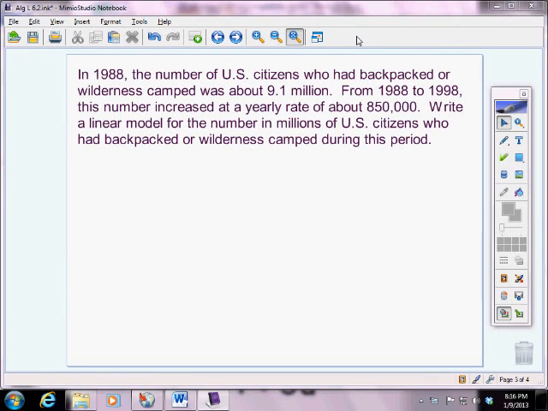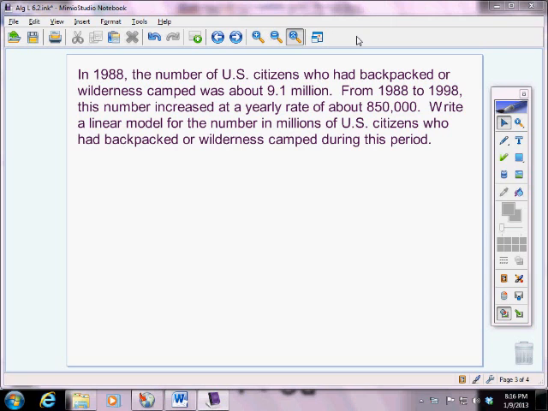Before we get into setting up a linear model as an inequality, let's review how we set up linear models. Linear models is just another term for writing a linear equation. It says in 1988 the number of U.S. citizens who had backpacked or wilderness camped was about 9.1 million. From 1988 to 1998, this number increased at a yearly rate of about 850,000. Write a linear model for the number in millions of U.S. citizens who had backpacked or wilderness camped during this period.